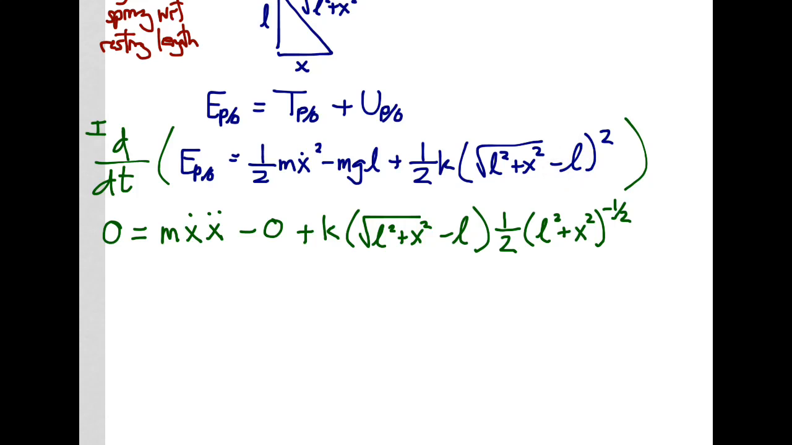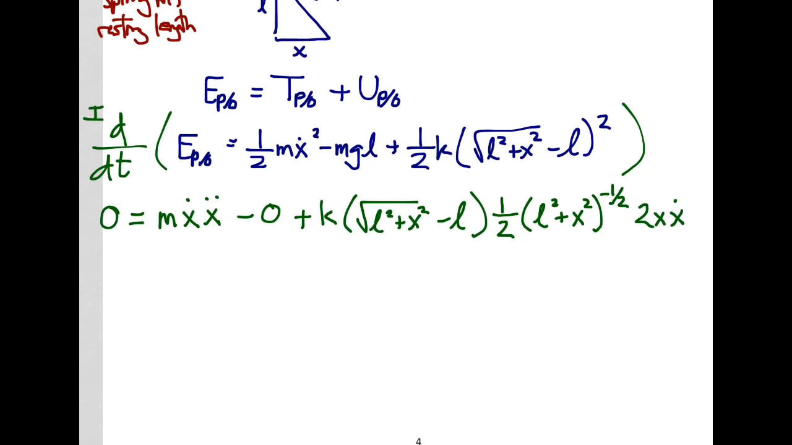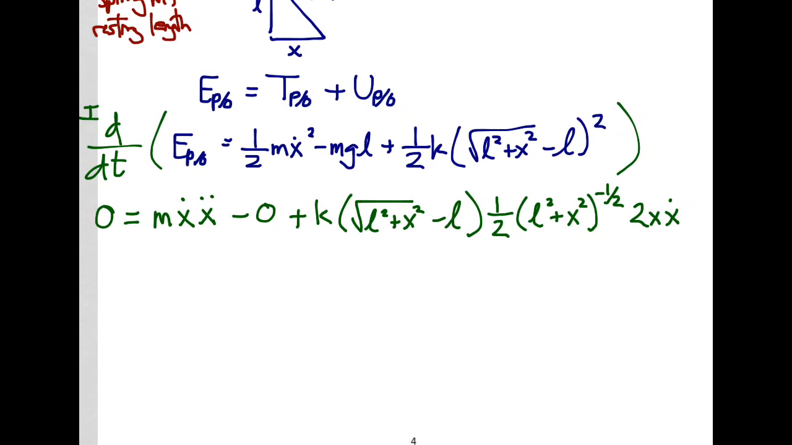And then we take the time derivative of what's within this parentheses. And so L squared, the time derivative of that is 0. And then the time derivative of x squared is 2x x dot. And so here's our expression now for the time derivative of our total energy. Let's simplify that expression. So we get 0 is equal to, just move this down, m x dot x double dot. Okay, potential energy was 0, the time derivative of that.